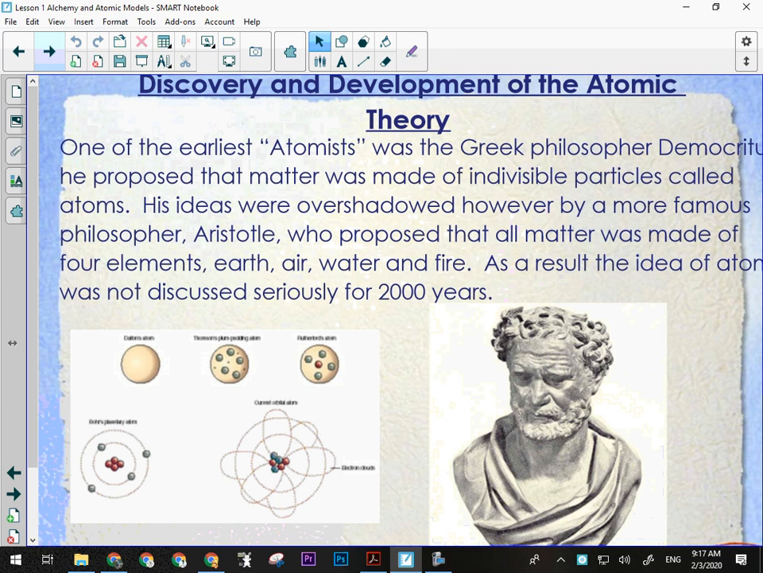Okay? The other reason his idea was not really well accepted was because they already had an idea in place that worked very well for the structure of matter. They believed all matter was made of how many elements? 4. Earth, air, water, and fire. Okay? This was a really solid basis, okay, for the understanding of matter for the Greeks. Okay? They would be able to explain how certain things work.